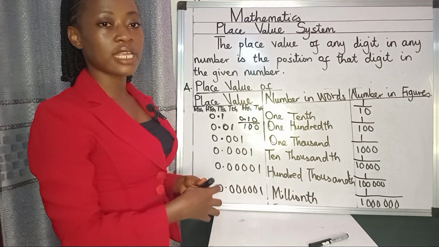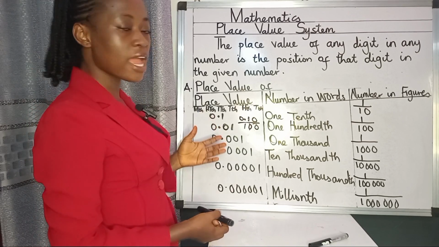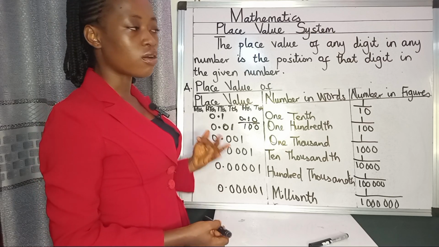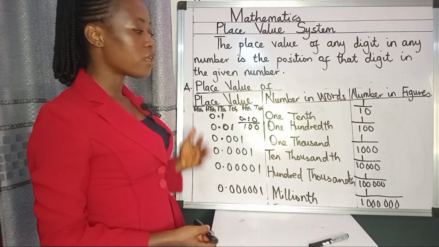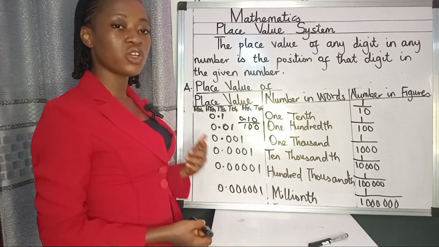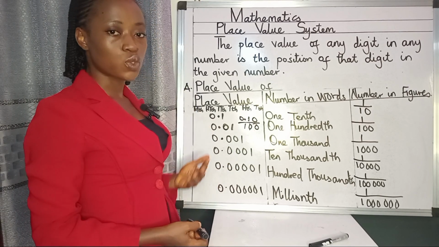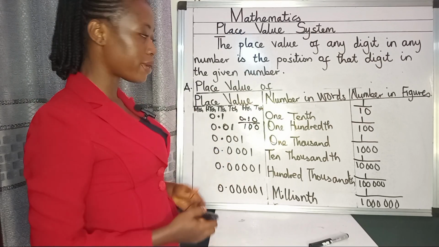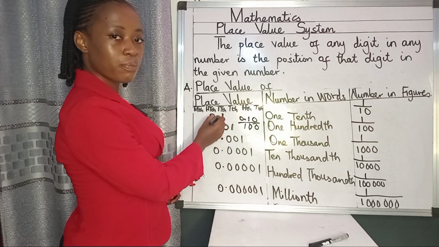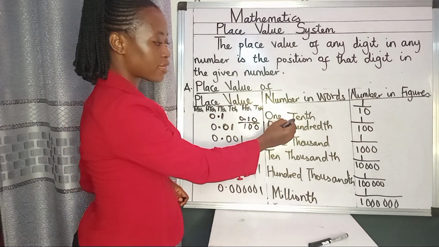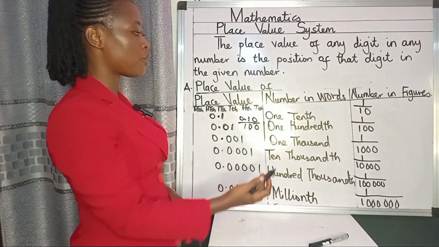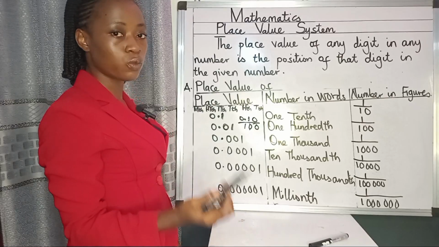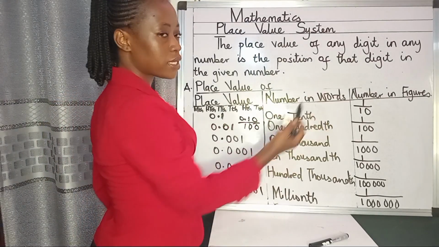So for decimal numbers, their place values begin with tenth, hundredth, thousandth, 10,000th, 100,000th, millionth, 10 millionth, 100 millionth, and so on. Do you understand? It's quite very simple. For decimal numbers, the first digit after a point is known as tenth. So if you're asked to find the place value of the first digit after a point, know that it is what? Tenth in words. Then for figures, you have 1 over 10.